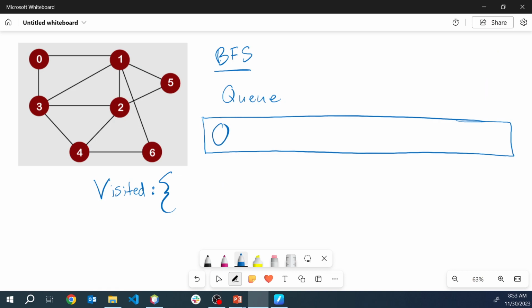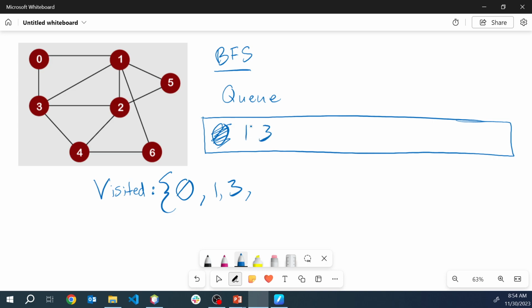So 0 is already in the queue, and 0 is already visited. What does the algorithm actually say we do? We need to dequeue. This is the first iteration. Dequeue that 0. What do we then do? Find all of 0's unvisited neighbors, mark them as visited, and then put them into the queue. I'm just going to dequeue the 0, so I'm scratching it off. We're going to find all of 0's unvisited neighbors, which are just 1 and 3, mark them as visited, and also put them into the queue. That's it. Rinse and repeat.